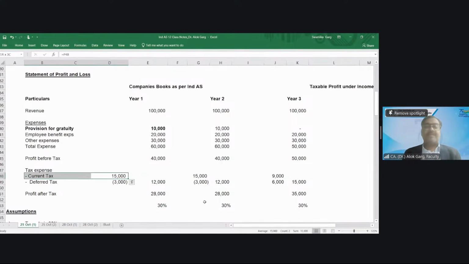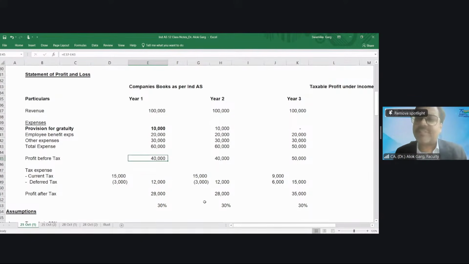Your current tax expense is 15,000. In your deferred tax, there is an income of 3,000, and the total is 12,000, right? Practically, how will you ensure that your working is right? You need to check your effective tax rate, ETR. What is ETR? Your total tax expense should be profit before tax multiplied by the effective tax rate.